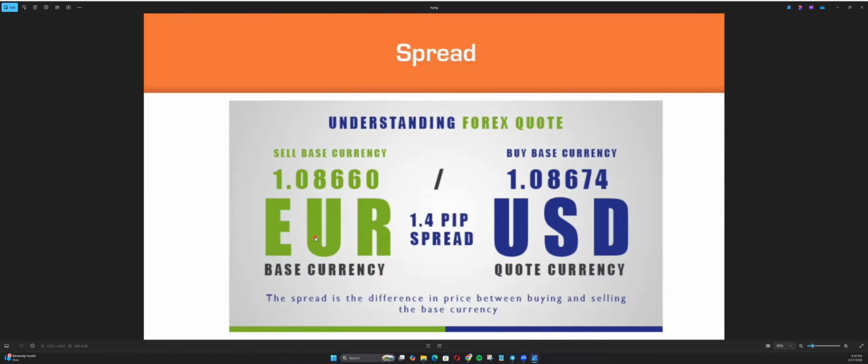In this case, the difference between the base currency price and the quote currency price is what is called the spread. The base currency price, one is selling and one is buying. They're selling the base currency, and they're buying the quote currency. So in this case, the base currency price is this and the quote currency price is this.